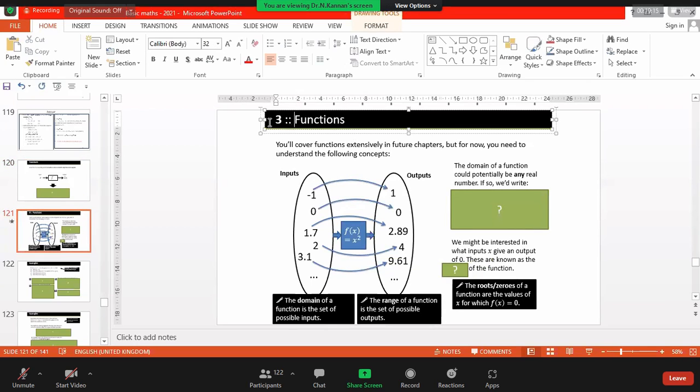This is of course very, very important. You will cover functions extensively in future chapters. This is from a very good chapter, right? So here I'm using this one as your reference. I'm going to discuss all these, but for now, you need to understand the following concepts. I'm going to relate all these. So we are going to have this relationship.